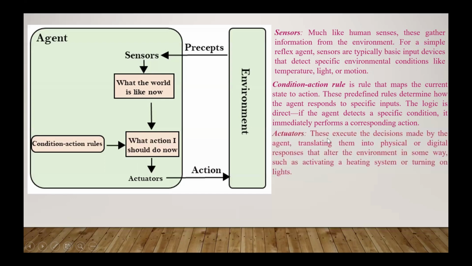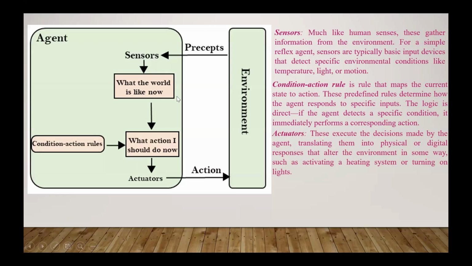Then the actuator, so this is the execution. So how does it perform execution? With the help of the actuator. The decision made by the agent is translated into a physical or digital response that alters the environment in some way, such as activating the heating system or turning on the lights. According to that, the environment changes. So this is the overall structure of a simple reflex agent.